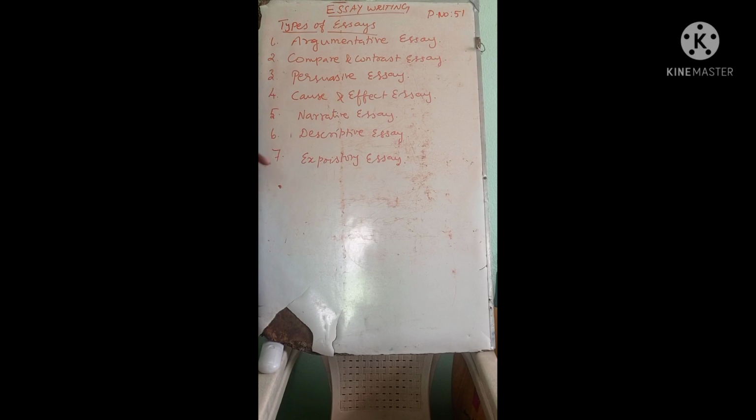And next thing, types of essay. See, here in our textbook 7 types are there. What are they? Argumentative essay, compare and contrast essay, persuasive essay, cause and effect essay, narrative essay, descriptive essay, expository essay. Clear?